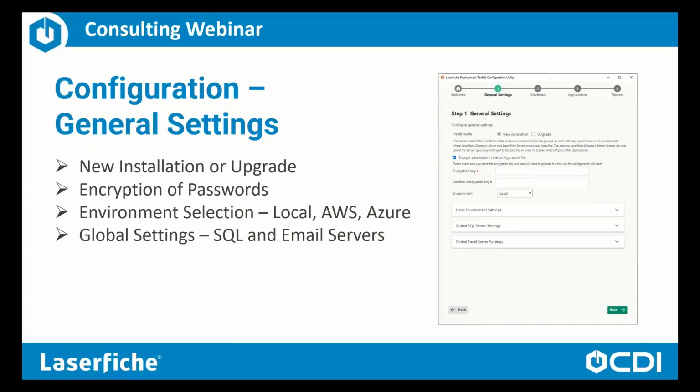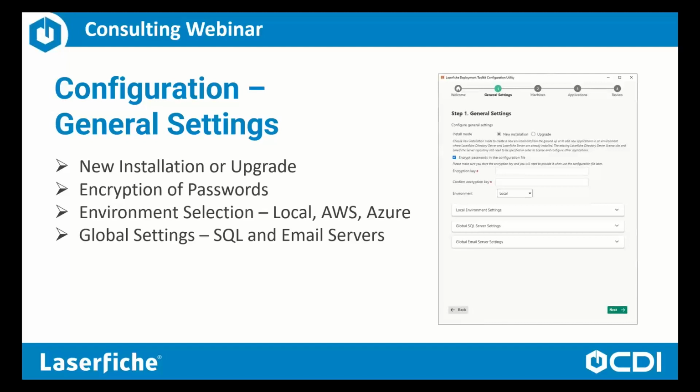The first page that we are going to look at of the configuration user interface is going to be the General Settings tab. And here we can select our installation mode of new installation or upgrade. Any passwords and sensitive information in the configuration file can be encrypted, and we will need to provide and confirm our encryption key. Make sure to not lose this encryption key because it will be needed to run the deployment script and to edit or change any settings when we reload the script in the configuration.